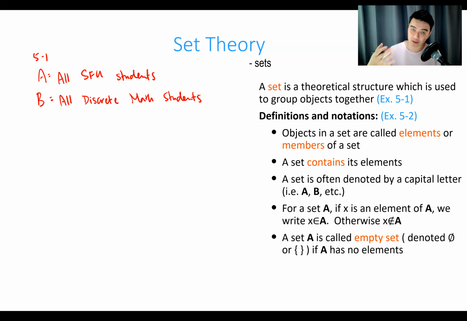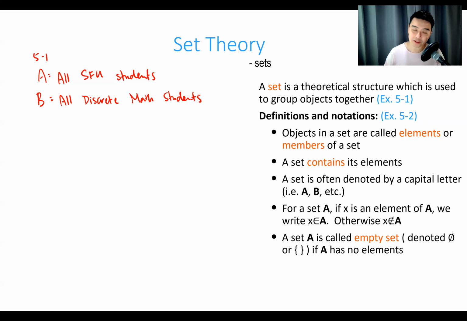If we apply an operation like common object, what this means is I want the elements that are common to A and B. And I hope you can see we have a third set, which is all discrete math students who attend SFU. This is in contrast to discrete mathematics students at other universities. So you can see that we can do a few things with these sets, but we're going to leave that for a later discussion.